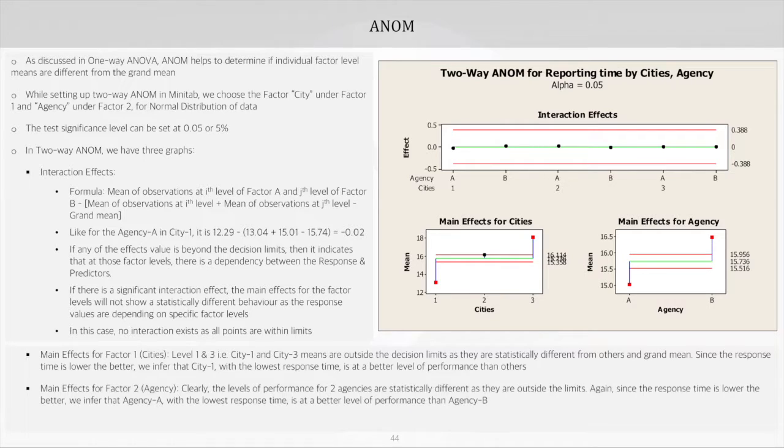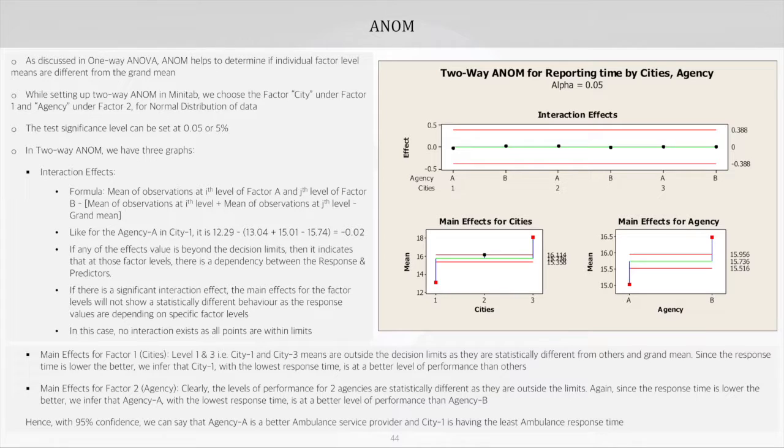And same is the case with main effects for factor 2, that is agency, where again we can see clearly that the levels of performance for two agencies are statistically different, as again they are outside the limits. Now since the response time is lower the better, again we can safely say that agency A with the lowest response time is at a better level of performance in comparison to agency B.